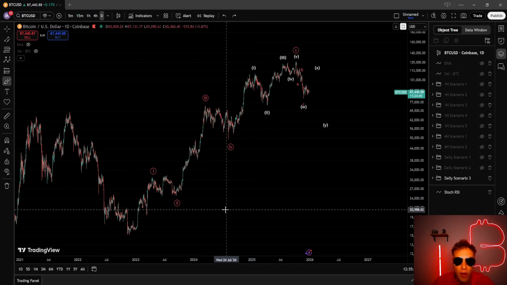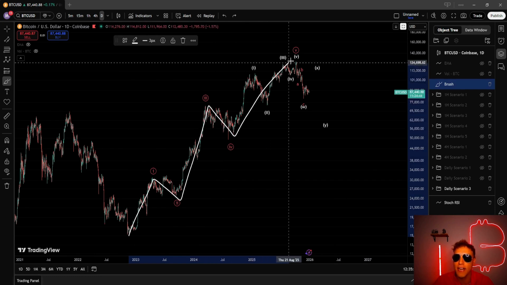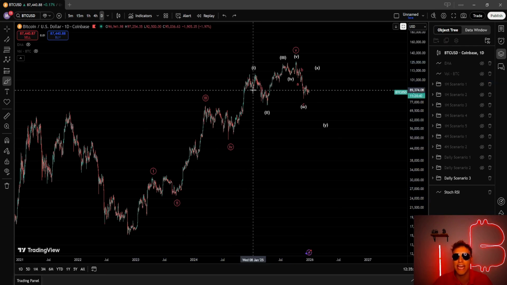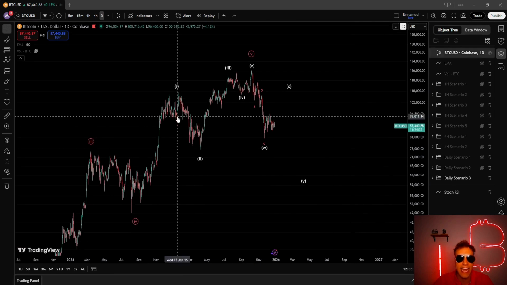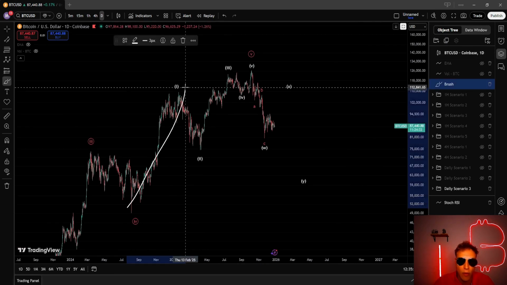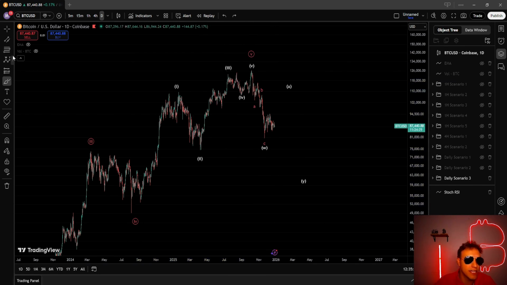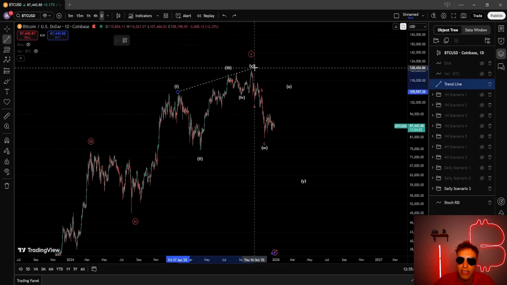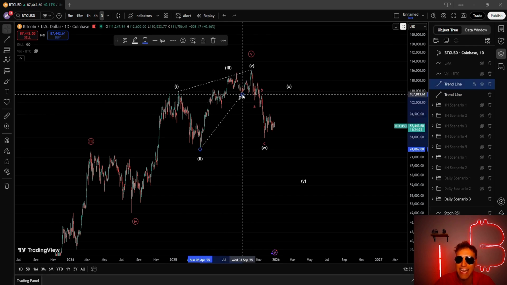So starting on our main scenario, we have a 5-wave structure on the daily time frame. Standard 5-wave move up. Within a wave 5, we have an ending 5-wave diagonal structure where we have a 1, 2, 3, 4, and wave 5. We can look at this as a contracting pattern. So if I can draw a trend line from here to here, this is a contracting pattern in Elliott Wave theory.